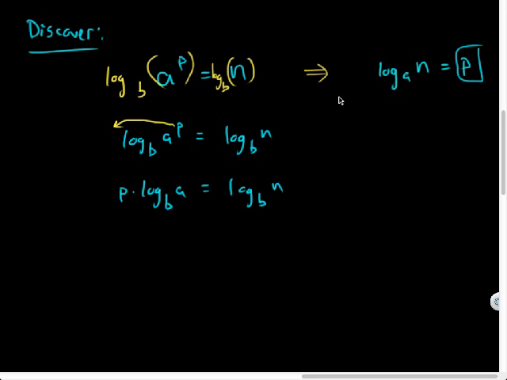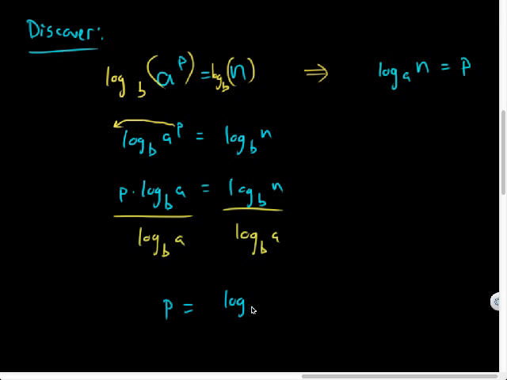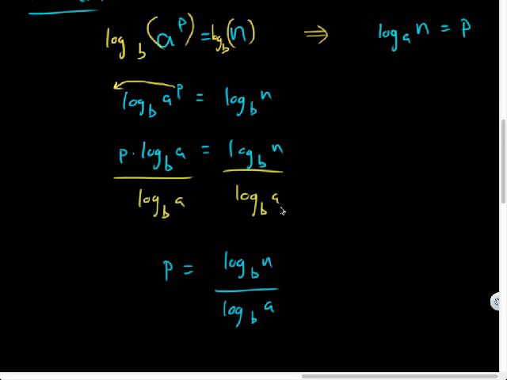And this is equal to p over here. What if I wanted to solve for this here? Divide both sides by log base b of a. Don't worry, I'll go back to this if we need to. So I'd end up getting that p is also equal to log base b of n divided by log base b of a. And therefore, if this is equal to p and p is equal to that, those two things must equal each other. And this is called the change of base property.